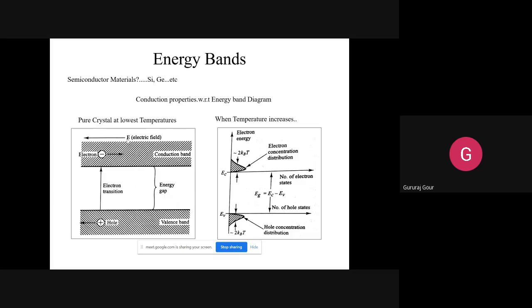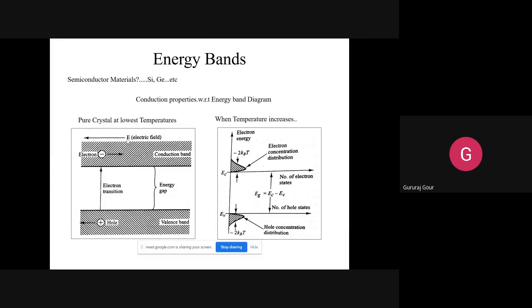This one is the energy bands picture. We hope all know that at the atomic level, any material is made up of three regions: the valence band, the conduction band, and in between them the band gap, having some energy gap. This band gap will be different for different kinds of materials like conductors, insulators, and semiconductors. Right now, we are dealing with semiconductor materials like silicon or germanium, etc.